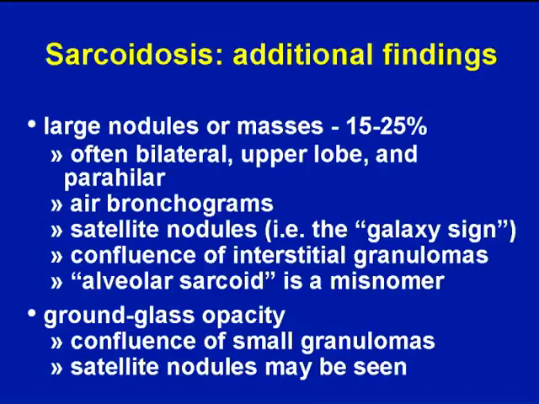Now, ground glass opacity may also be seen in sarcoid. Again, this represents a confluence of small granulomas that simply result in a hazy increase in lung attenuation. And satellite nodules may be seen in relation to these areas of ground glass as well, helping you to make the correct diagnosis.